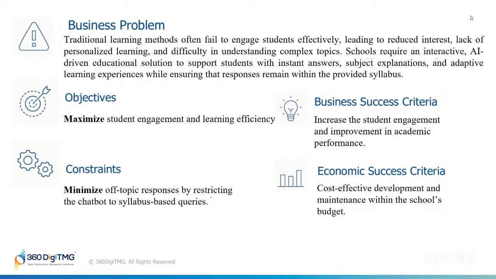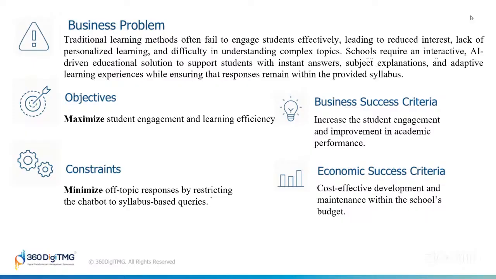Next is the constraint. To keep the model on track, we must minimize off-topic responses. For example, a student might ask out-of-topic questions like what is today's IPL match, what are the teams in the IPL, or what are the related movies or songs, or any other off-topic questions. We need to reduce those. Our model should take only on-topic, relevant questions with respect to the subject. So this is our main constraint. We will restrict the queries to syllabus materials only.